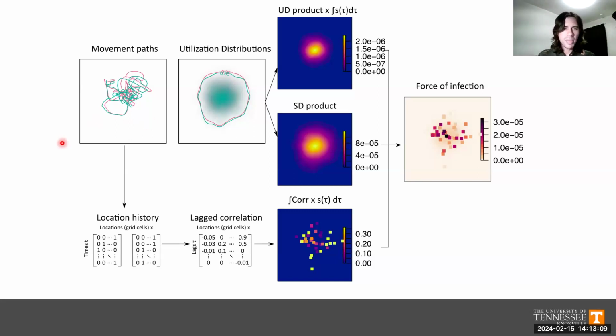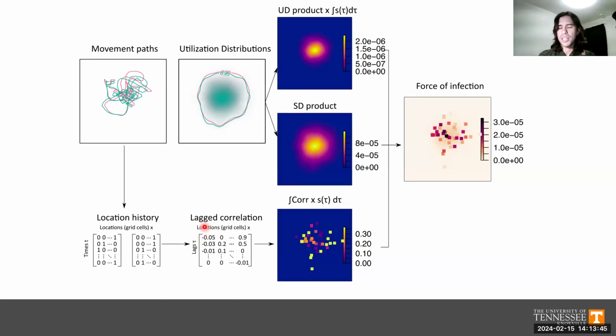Now, in parallel, you can estimate from these movement paths, for every location in space, what's called a location history. So for every grid cell in space, you determine whether each individual was there or not for every point in time. And you can calculate at every cell the correlation between those position histories. So it's a correlation between two vectors of zeros and ones. And what you do to account for the lag or the past times, which is the key element here, is the lag correlation.